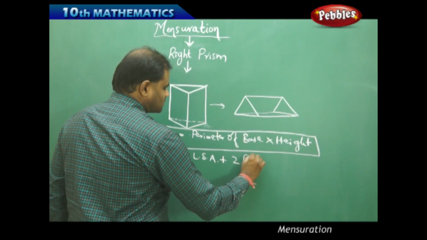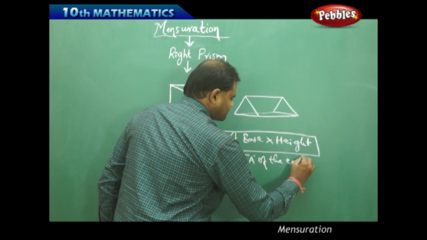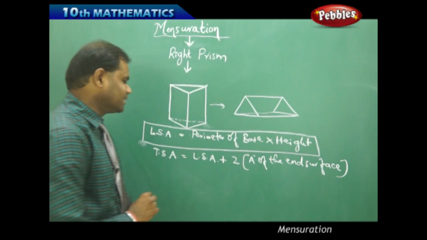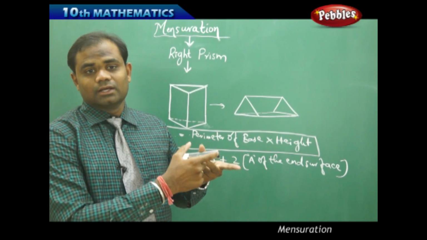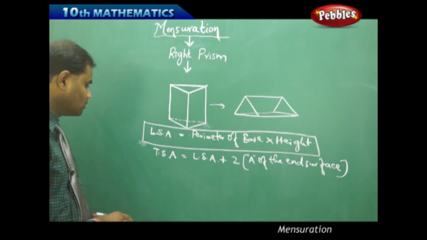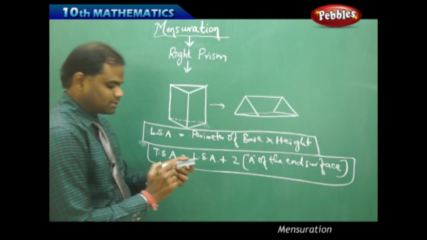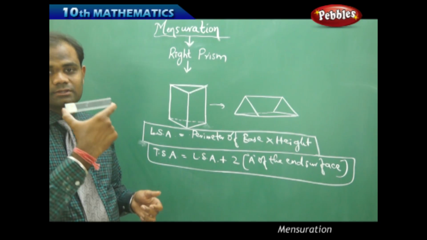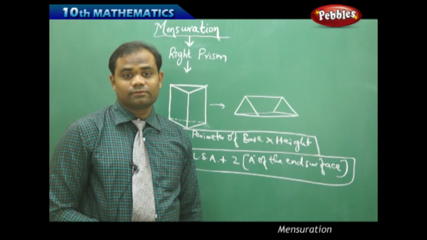plus twice area of the end surface. Now here I take twice because area of this end and area of this end are equal. Therefore, when I add, I get twice one of the areas of the end surface, which on the whole gives me total surface area is the lateral surface area plus area of this plus area of this. Totally makes the TSA of a prism: LSA plus twice area of the end surface.